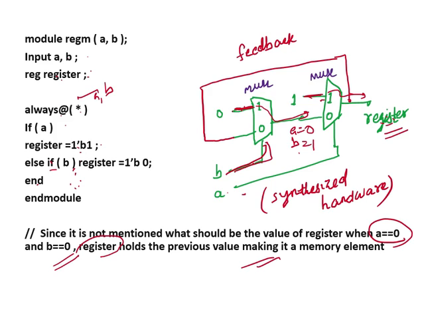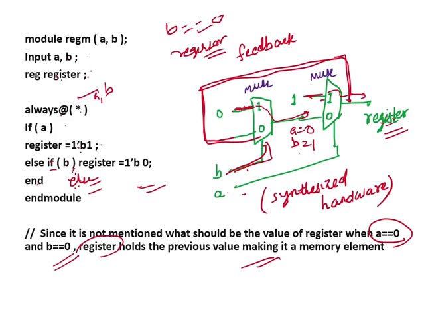It is a pure combinational circuit, but because we have not included the else part here, what it is doing is: if b equal to 0, then whatever value the register had before, that value will be stored. So for b equal to 0, it will give the register's previous value. That means it is storing a value, it is holding a previous value.